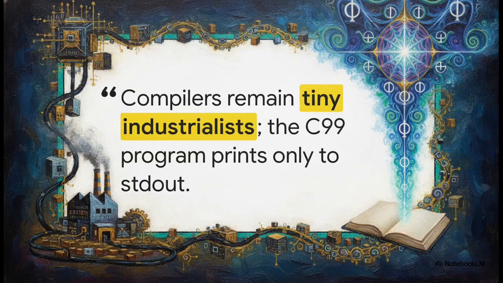Now, full disclosure, there is one tiny exception here, but the source material addresses it beautifully. I absolutely love this specific detail. They acknowledge that to run the C code, the C compiler intrinsically has to create a demo binary file. They justify this by stating, quote, "compilers remain tiny industrialists." So the compiler may build a factory, but the FractalFJewel C99 program itself remains pure. Once it's running, it prints only to standard output.